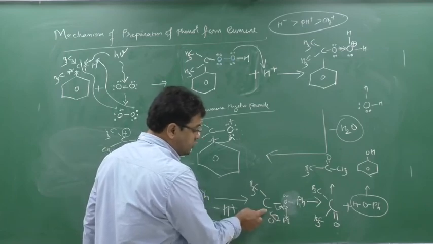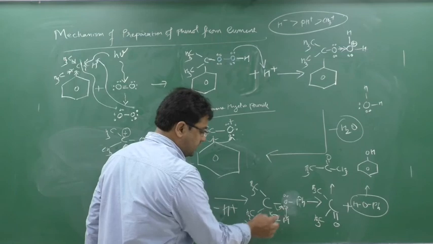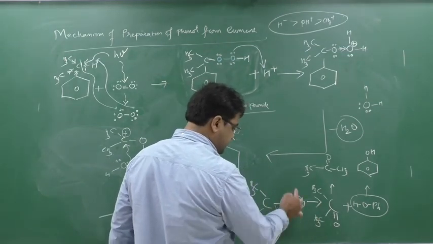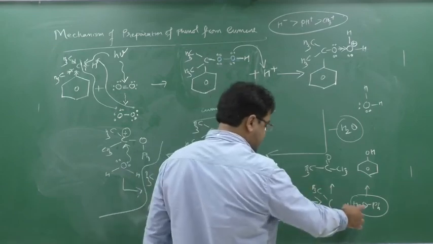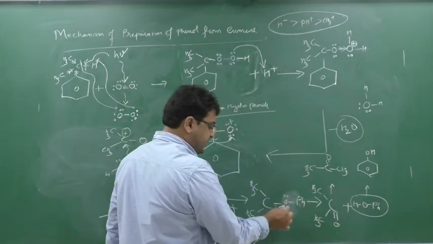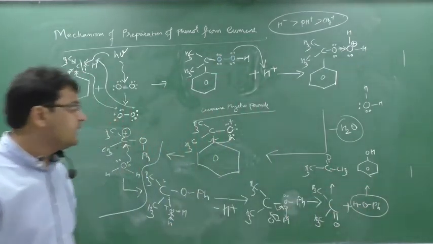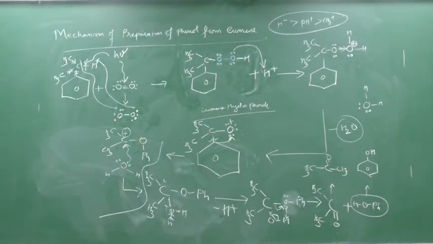So carbon is making a new bond with this oxygen, so the old bond will be broken. Carbon will make a double bond with oxygen, CH3, and this whole bond will be gone. So PhO will be released. But O is giving its electron to hydrogen, so PhOH means phenol, and the ketone. So in this way, this is the mechanism of cumene hydroperoxide.